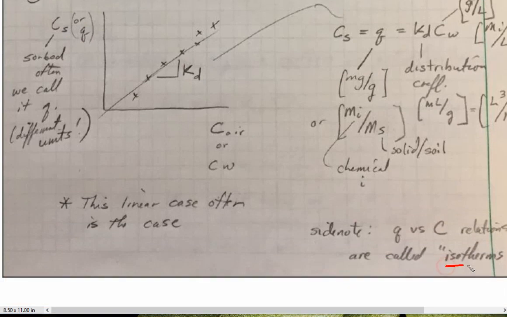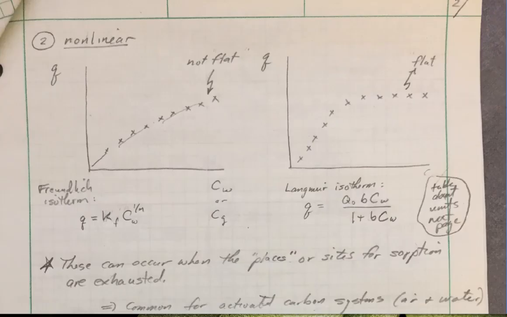These relationships are called isotherms, remember, and there are some other isotherms. So here are the nonlinear versions. One we saw before was the Freundlich isotherm. It has the sorbed concentration and a distribution coefficient, a little bit different than the one before, so we'll call it Kf for Freundlich. And really what makes it different is this exponent, 1 over n. This exponent is usually less than one, which gives it this kind of curvature, but it doesn't quite get flat at the top.